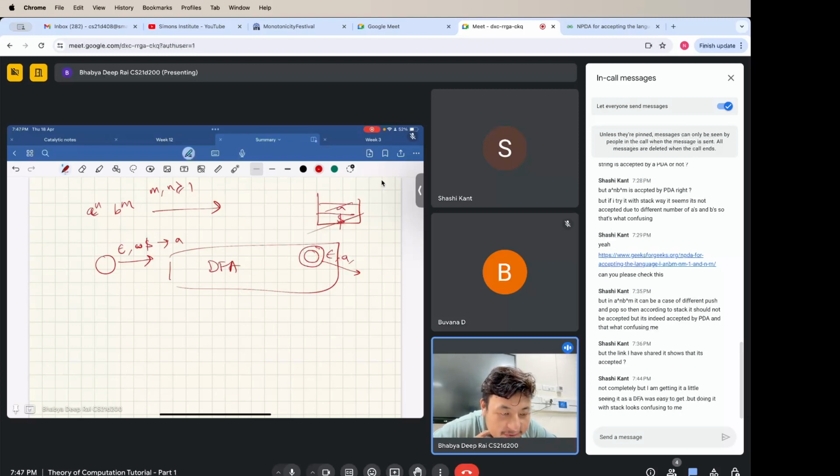Seeing it as a DFA was easy to get, but doing it with the stack looks confusing to me. Yeah, so the thing is, do not focus too much on the low-level stuff. That is what I would say. As long as you know the operations, as long as you know what to push and what to pop, it is only a matter of semantics. What kind of operations are allowed, and then you design the states and so on.